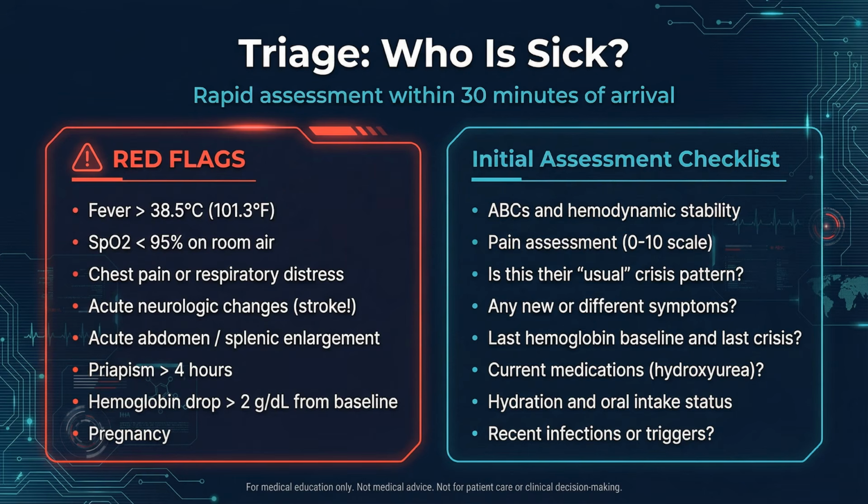On the right is your initial assessment checklist. You run through your airway, breathing, and circulation, assess their pain, and ask key questions.